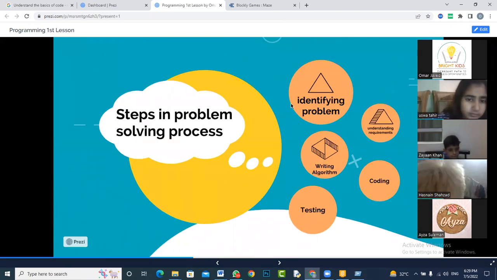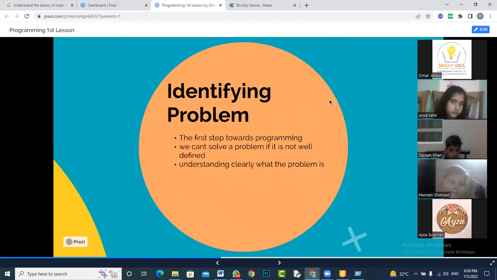I have made this presentation in which I have mentioned these steps also. The first step is identifying the problem. It is the first step towards programming. If you do not have a problem statement, if the problem is not defined, if it is not identified, we might not be able to solve it. Similarly, it is the process where you have to understand clearly what you want to do.